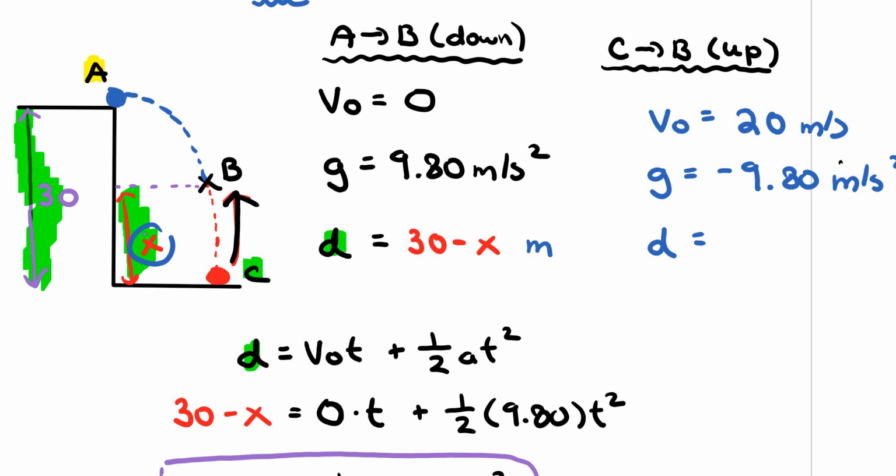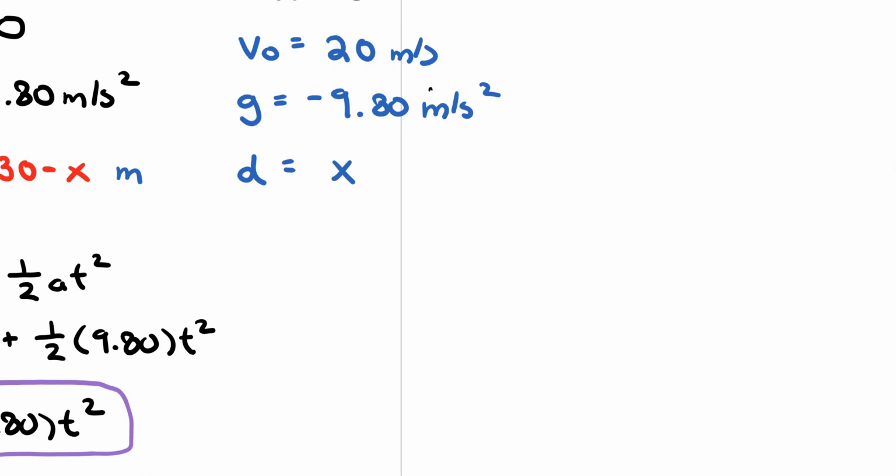And we've noticed that we've already denoted that the distance going up is going to be labeled x. Okay, so that's the distance being traveled in the upwards direction from C to B. Now, based on this information, I want to find another kinematics equation that relates all this information together: your initial speed, acceleration due to gravity, and the distance traveled.